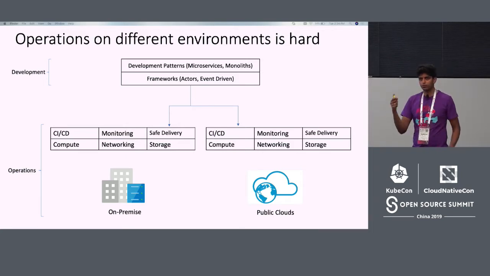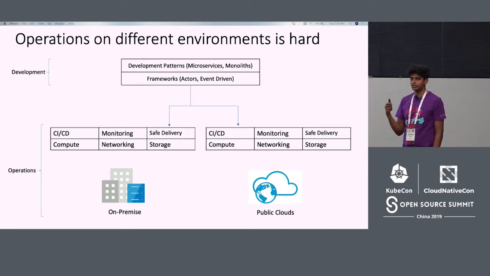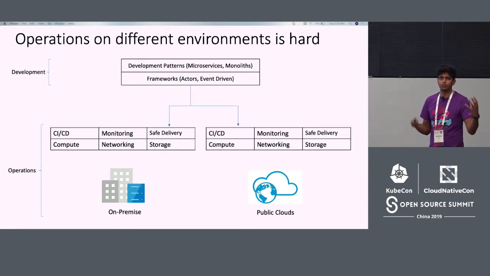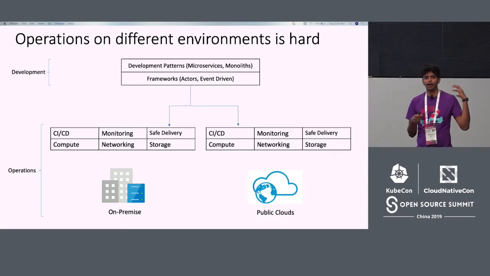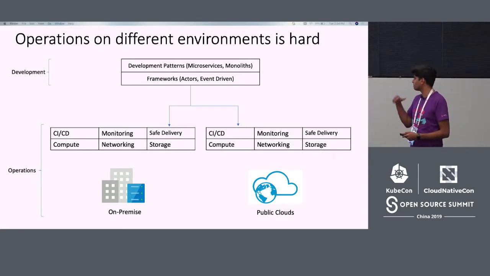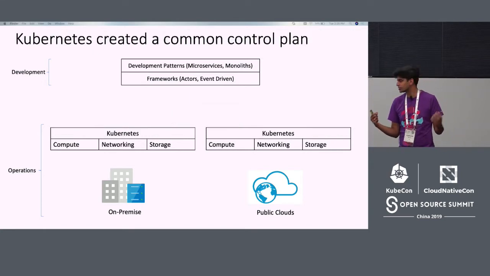But typically, when the operators are building out these tool chains, such as CI/CD, monitoring, and safe delivery pipelines, they have to duplicate this. So when you have an on-premise setup and a public cloud setup, the tool chains with large enterprises will be duplicated. So they're forced to build these separate sets of tools to actually manage things.